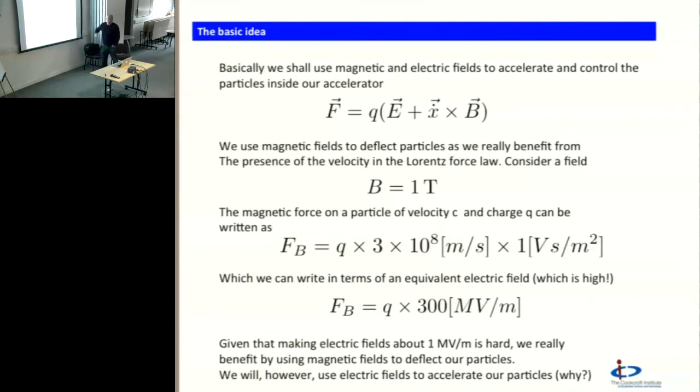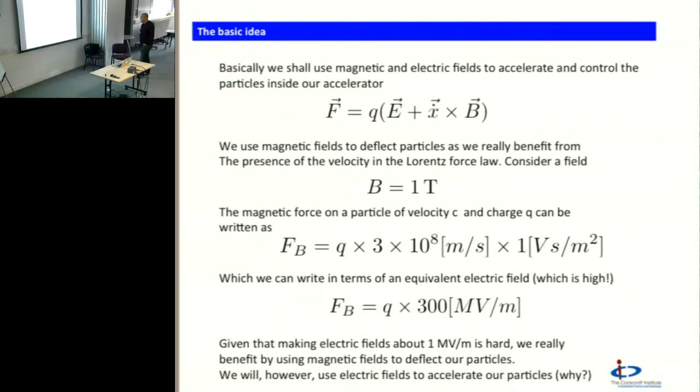So imagine we had a field of 1 Tesla. That's a nice normal conducting magnet. You can buy that, not so expensive. The magnetic force on a particle of velocity c and charge q can be written as the charge times the velocity times the field. And I've written Tesla as volts seconds over meters squared, which you should get from your electromagnetism course. So you just cancel out your units, and you'll find that the force on a particle from this 1 Tesla field is the charge times 300 megavolts per meter.